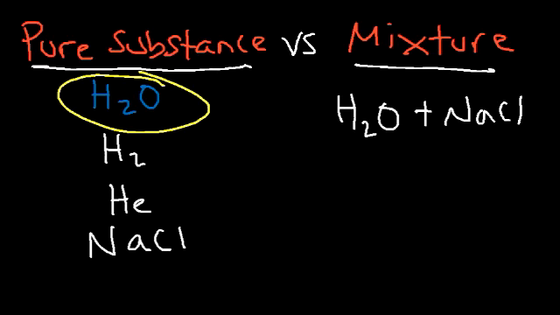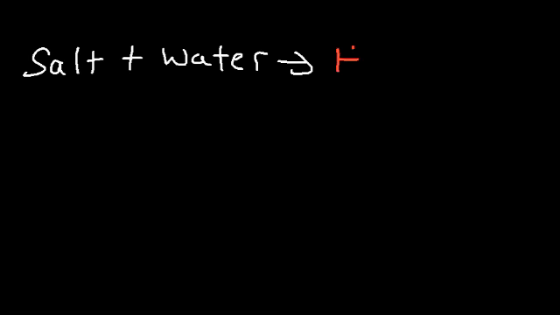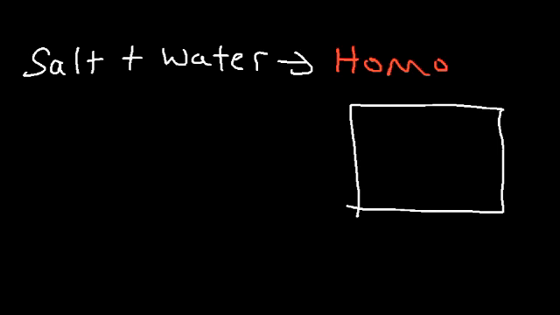Now, there's two types of mixtures that you need to be familiar with: a homogeneous mixture and a heterogeneous mixture. When you put salt in water, like sodium chloride with H2O, this is going to be a homogeneous mixture. When you put these two together, you're going to have one clear solution. And a homogeneous mixture is one where it's a solution where you have a constant composition. You only can see one visible part.